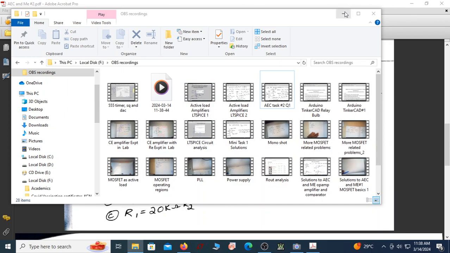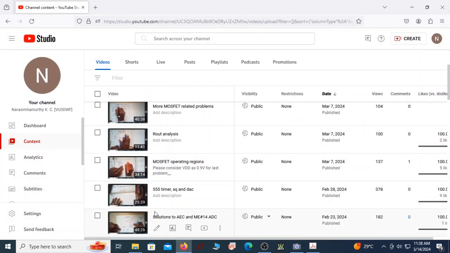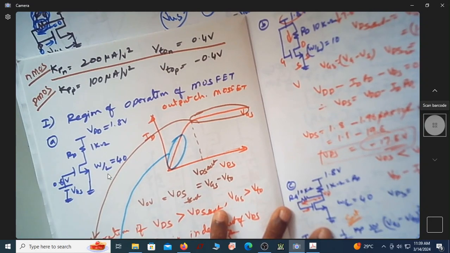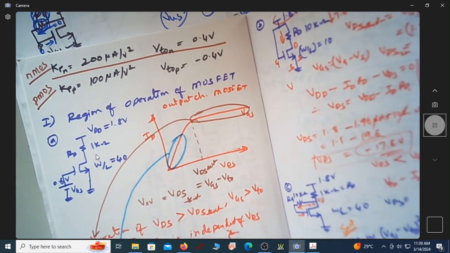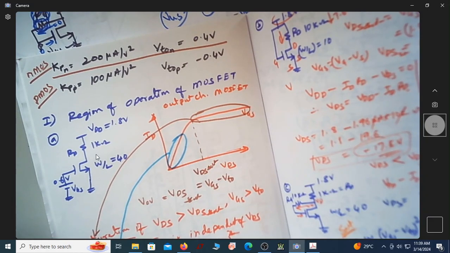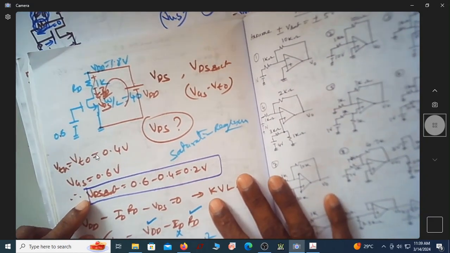Okay, before we proceed to the next video, in this particular video on MOSFET operating regions, there was one small mistake from my side. Maybe you can look at this particular problem where we were asked to find the operating region of this MOSFET, and of course this is that problem.